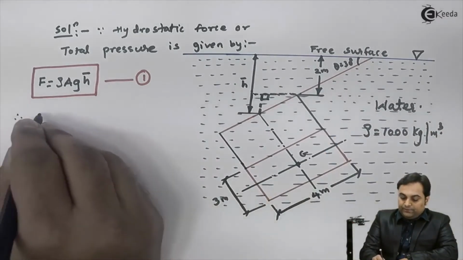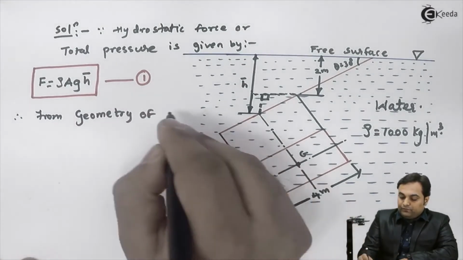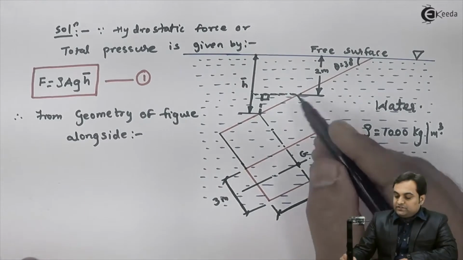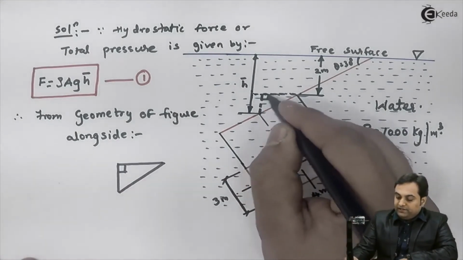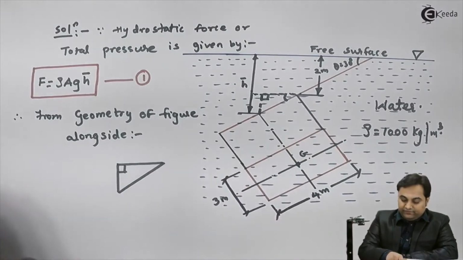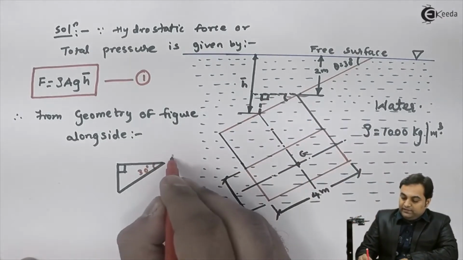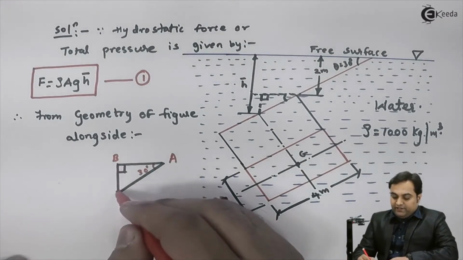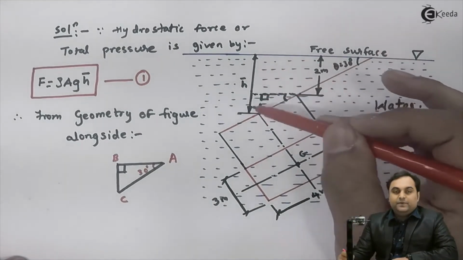Now I'll say that therefore from geometry of figure, alongside this small triangle, I'll draw it again here, this triangle. Now since this angle is 30, so even the angle of this triangle is also 30 degree. So here I have 30 degree as the angle. I'll name this small triangle A B C. Now if I can get the value of BC, it means I will get this height, and if I get this height, in that I will add 2 meter and h bar would be found out.